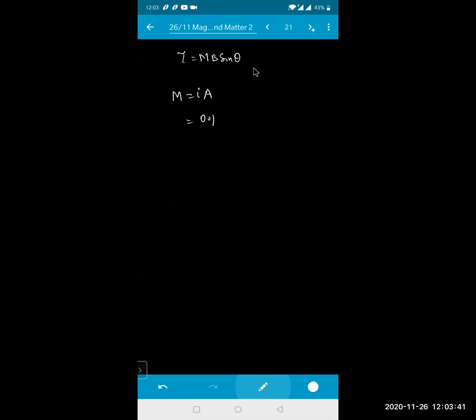Current is given as 0.1 ampere. Area of the triangle will be equal to how much? From the centroid, given that condition, it is root 3 into (0.02) whole square divided by 4. So this will come out as root 3 into 10 to the power of minus 5 ampere meter square. Clear? So this is your magnetic moment.